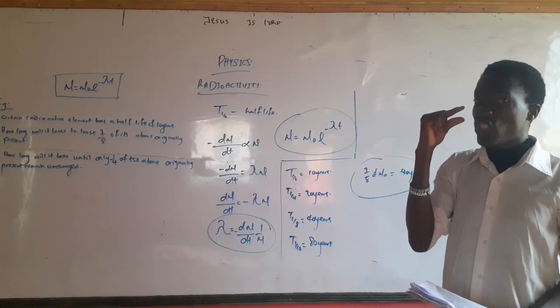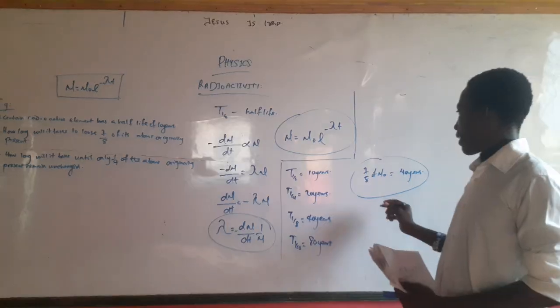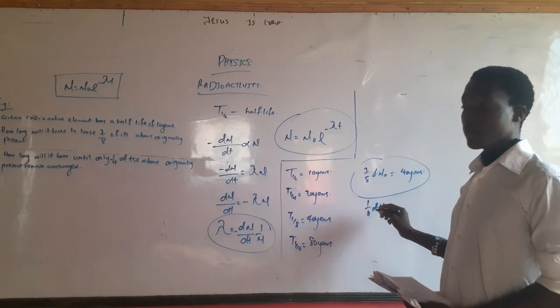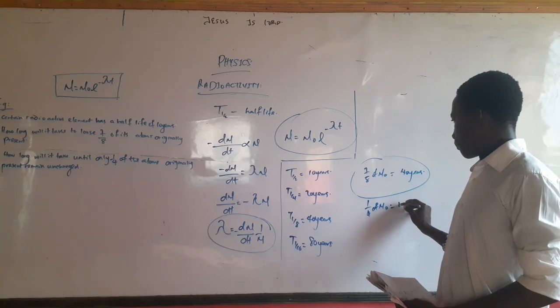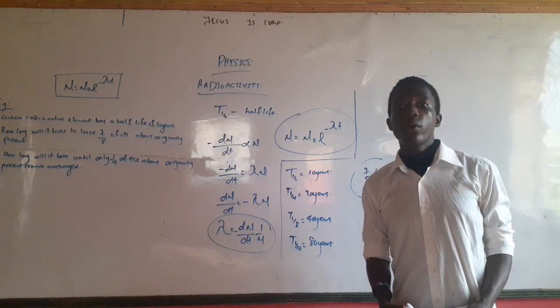Now, when I say how long will it take until 1/4 of the atoms originally present remain unchanged? That's 1/4 of the atoms of the element. That's 20 years.